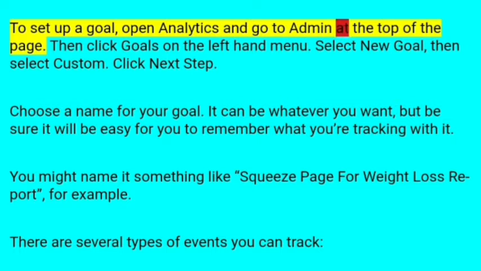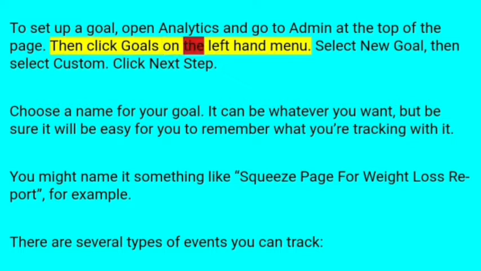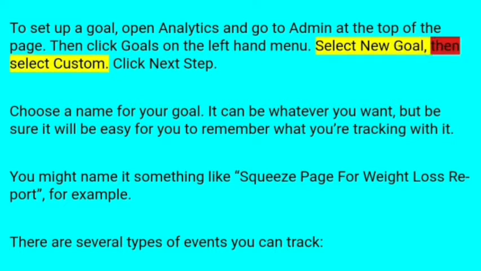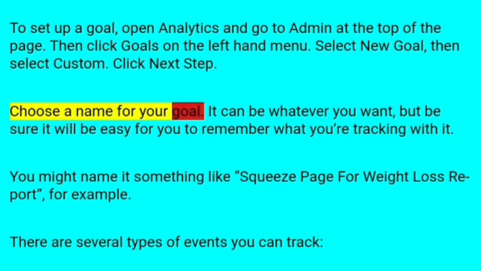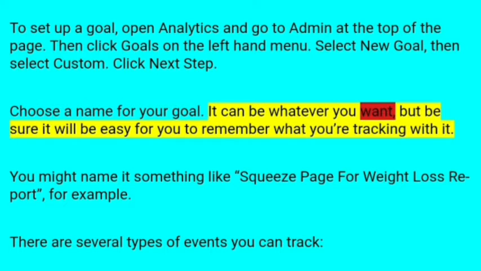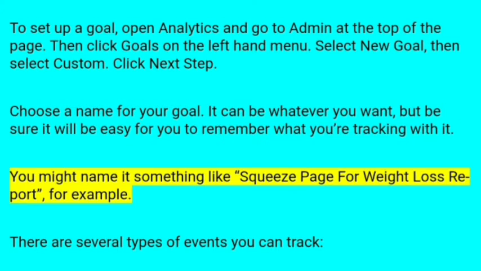to Admin at the top of the page. The Goals link is on the left-hand menu. Select New Goal, then select Custom. Click Next Step. Choose a name for your goal. It can be whatever you want, but be sure it will be easy for you to remember what you are tracking with it. You might name it something like squeeze page for weight loss report, for example.